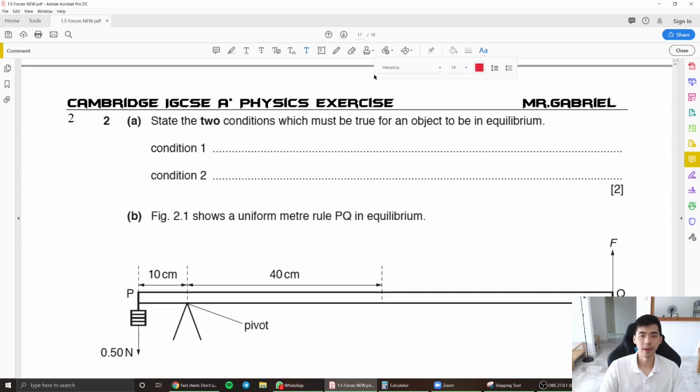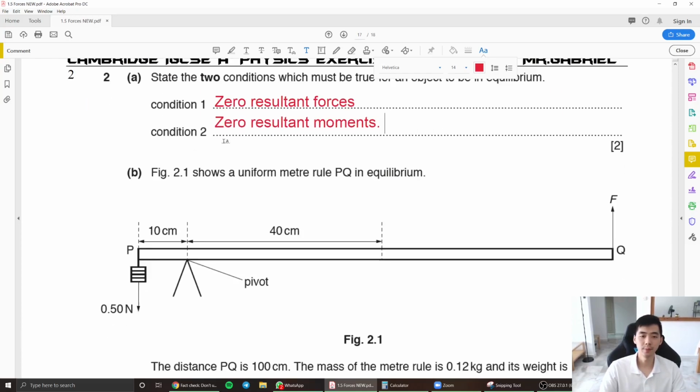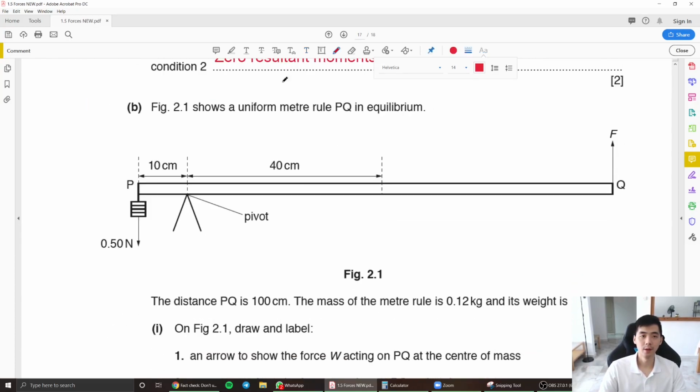And then finally, state 2 conditions which must be true for an object to be in equilibrium. I mentioned this before. In IGCSEs, they love to ask this question. And the 2 conditions for it to be in equilibrium is always 0 resultant forces and 0 resultant moments. Okay. Then figure 2.1 shows a uniform meter ruler PQ in equilibrium.